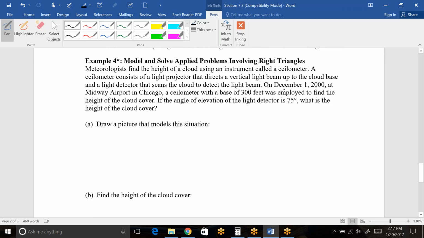Anytime they have a lot of wording or there's objects or things like that, you want to draw a picture. So we're trying to have an angle of elevation. That's usually where I start. So that means we have some flat line, and at some point there is an angle that goes up from the ground, okay? And we know that that is 75 degrees, and that is from the light detector.